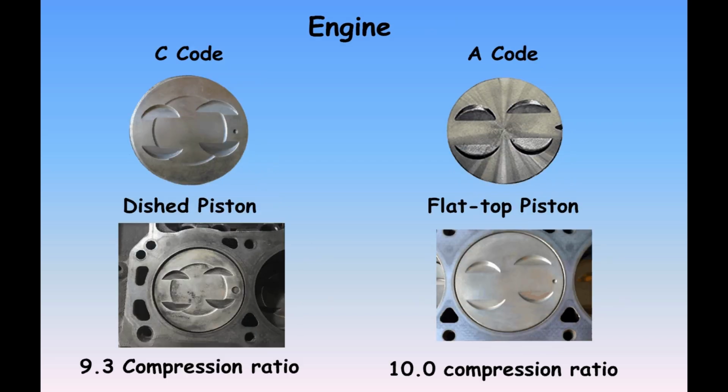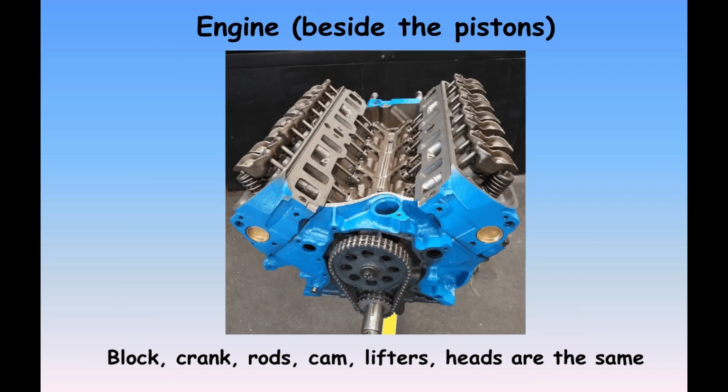The next difference, once you've got that gas going into the engine, is in the pistons themselves. The C code engine, the 2-barrel engine, has a dished piston. And that dished piston ends up lowering the compression ratio. Since there's more volume in that combustion chamber, it only gives you a 9.3 to 1 compression ratio, as opposed to the flat top piston used in the A code, which gives you a 10 to 1 compression ratio. Now the rest of the engine is the same.